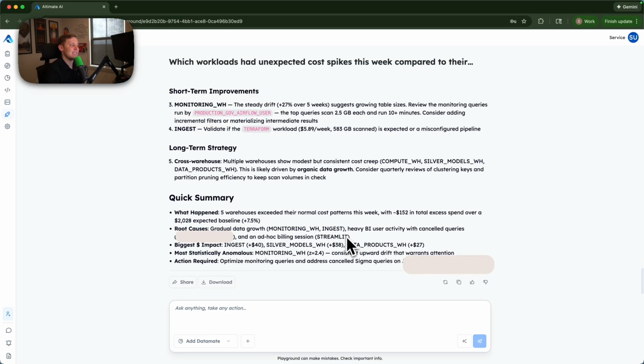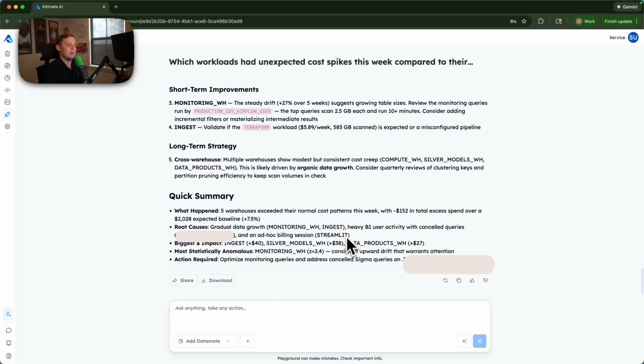And then last but not least, we have a quick summary here that kind of just shows off what we showed off in this first opportunity, in this first prompt. So that's all for opportunity number 1. Let's jump into opportunity number 2.